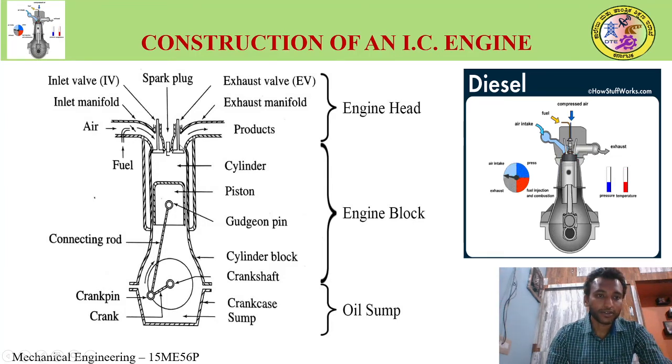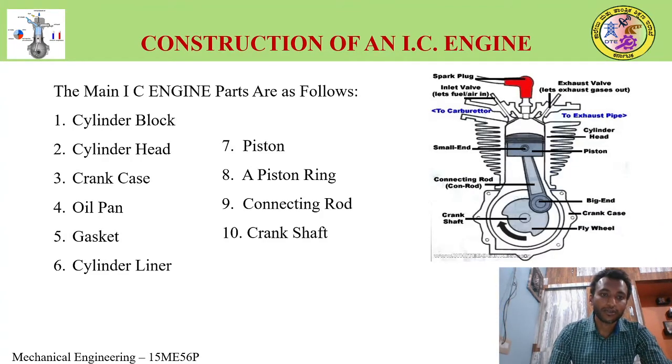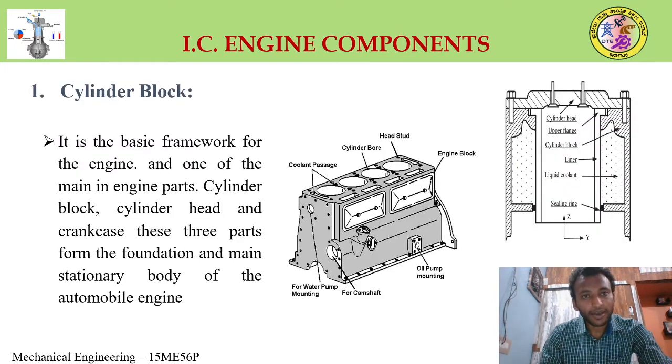So this is a cylinder. This is the piston along with the piston rings, the gudgeon pin, and this is the connecting rod. This connecting rod connects the piston to the crankshaft. This is the crankcase at the bottom, and the sump where the oil is stored. These are the construction details of an IC engine, the different parts of an IC engine. Now, we have to understand the different parts in detail in this chapter.